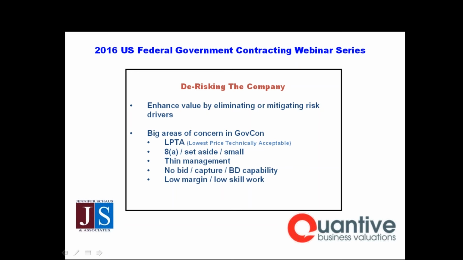The thin management is obviously a problem with small companies. Small companies can be mom and pops. They can rely upon family members. They can rely upon a single key manager. Those are also big risk factors. The ability to capture opportunities in your business development acumen is another area of big concern, and certainly low margin, low skill work. You want to be more unique, more capable, more extraordinary in order to get higher value.